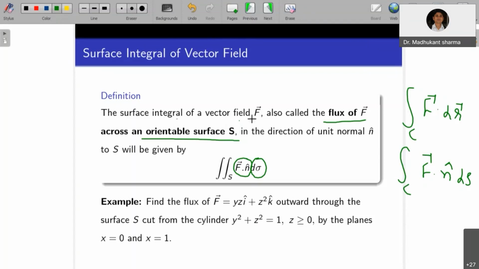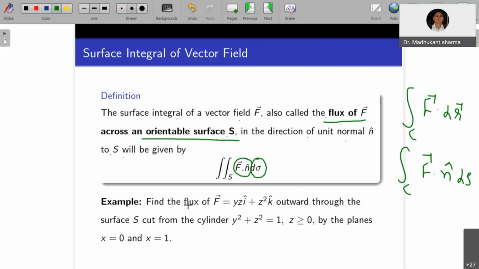Okay, so we will define the flux of F across an orientable surface S in the direction of unit normal N to S as given by this. It is very easy to read: F dot N cap means the scalar component of F in the direction of the unit normal to the surface S. Okay, so that will define the flux across the surface. And when you integrate over the surface area element, that will give you the total outward flux of S.